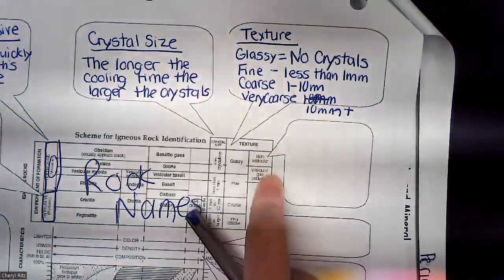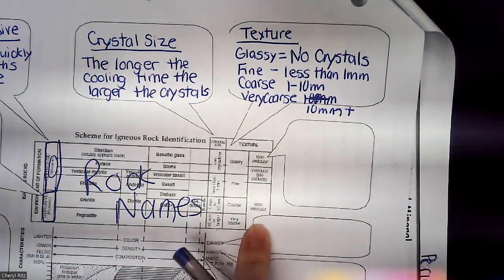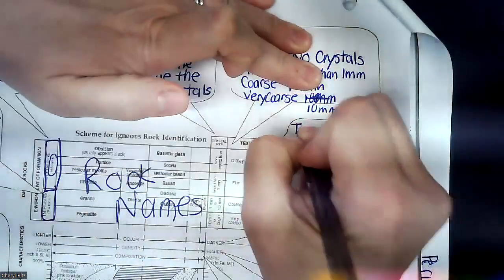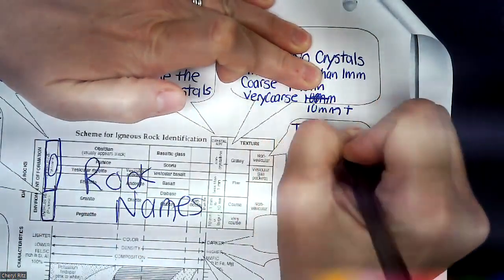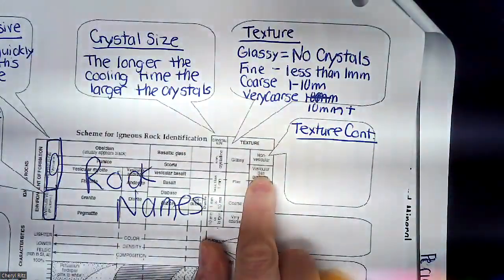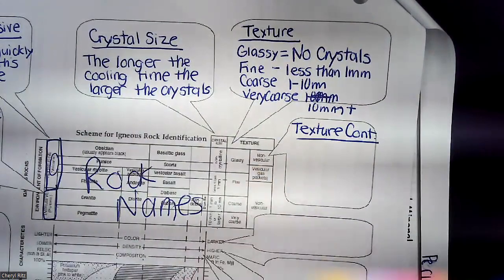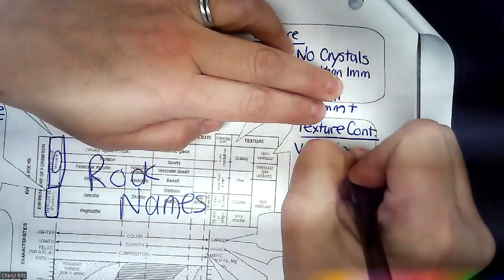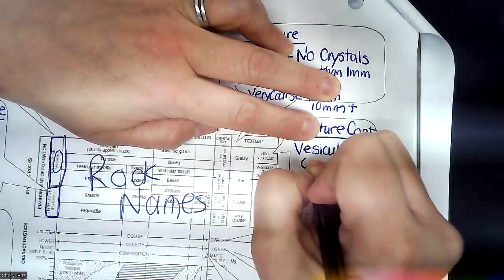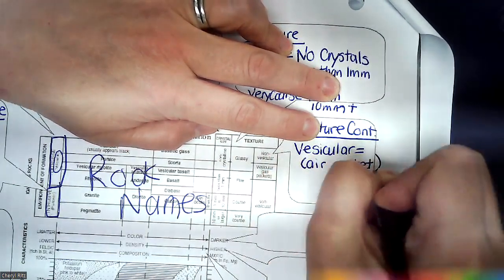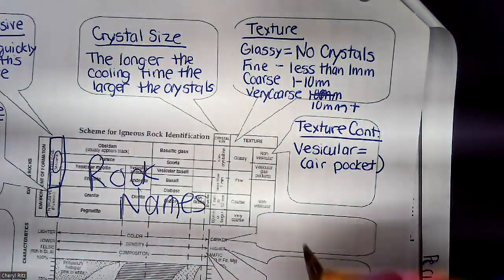Texture is continued here in this column. And the only thing that's listed there is the word vesicular. See if from the reference table you can figure out what the word vesicular means. Gas pockets. It says right there. Vesicular, and then in parentheses, gas pockets. It's when there's holes in the rocks. I said air pockets, but gas pockets work too.